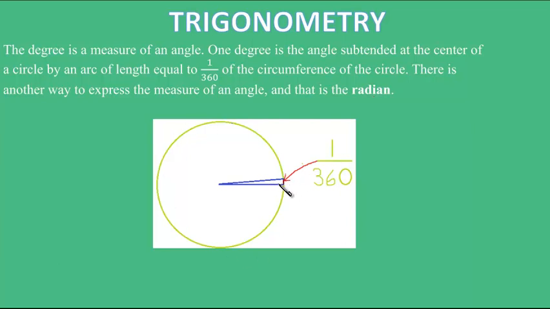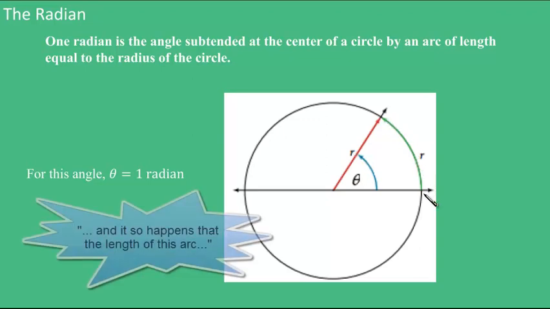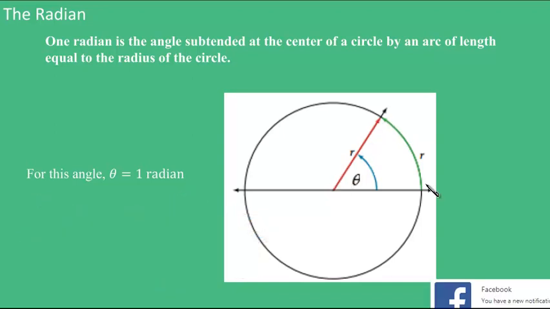Now this is not the only way we can express the measure of an angle. There is also the radian. So here we have a circle with a radius r. This arc could be any number, 5 centimeters, 3 inches, whatever. Here we have an arc of the circle, and it so happens that the length of this arc is equal to this radius. To visualize this, imagine you can take a string and just lay it along this arc. If the length of that string is equal to the length of this radius here, then this angle is said to have a measure of 1 radian.